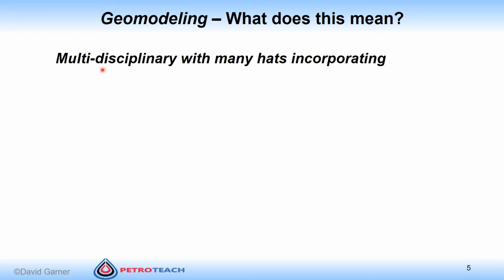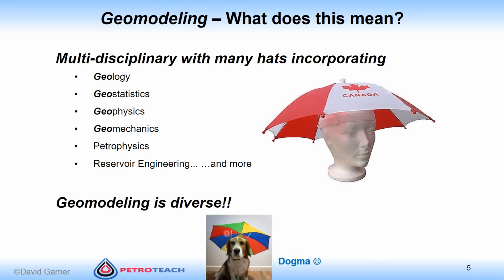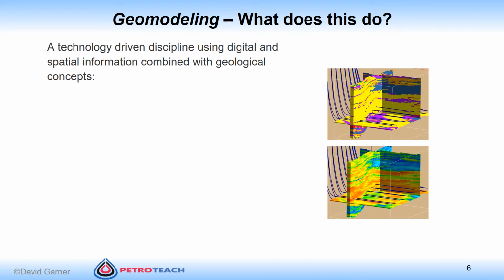So geomodeling, what is it? Well, it's a multidisciplinary subject, and we wear many hats when doing geomodeling. We have geology, geostatistics, geophysics, geomechanics. There's use of petrophysics and integration of reservoir engineering and engagement in the engineering and production processes. So it's a diverse subject, and so here we're wearing many hats, and yes, I have a beagle.